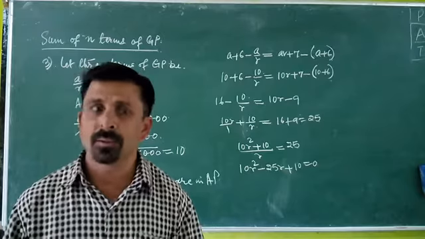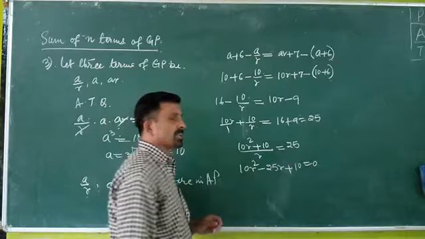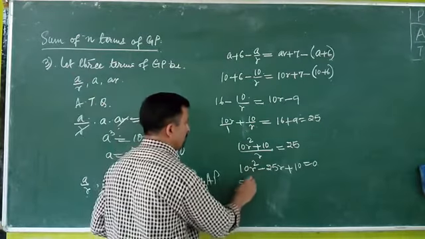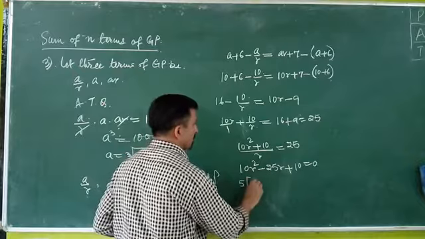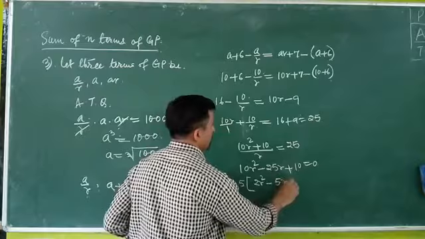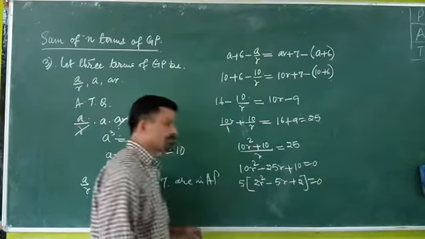Is this okay? Yes, sir. So, is there any common divisor of these three numbers? Yes, sir. So we apply that. 5 into 2r square minus 5r plus 2 is equal to 0.